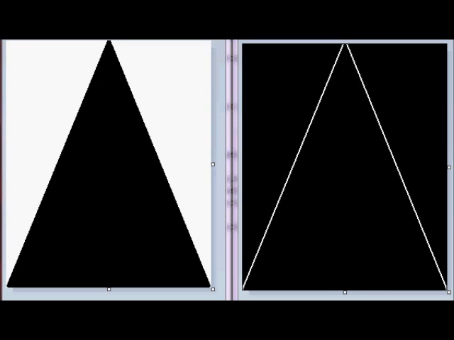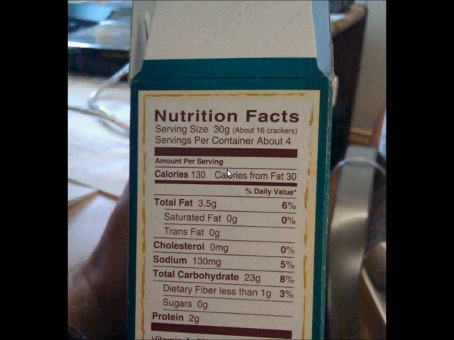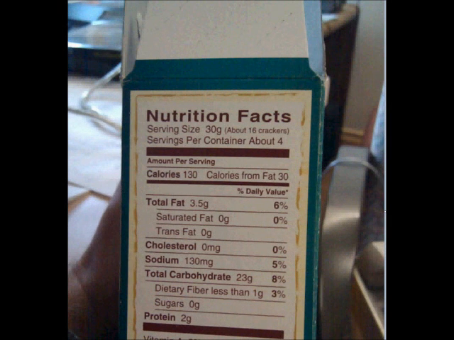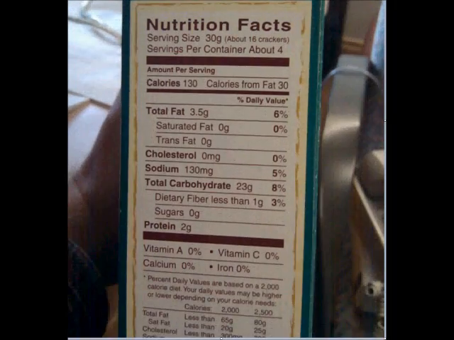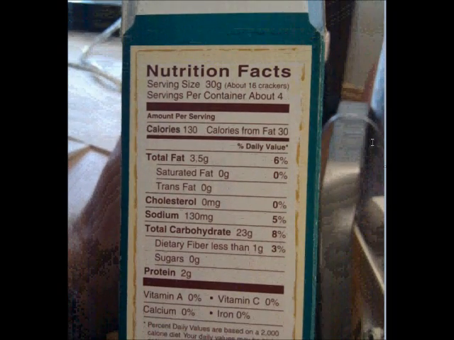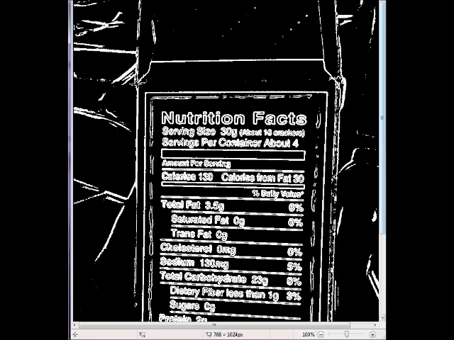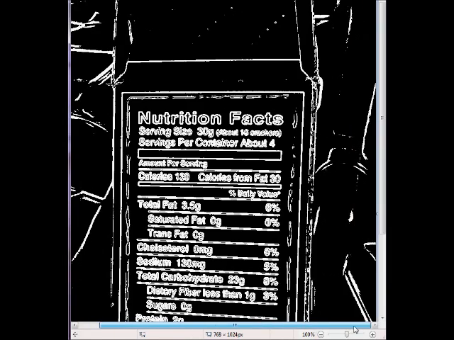So this is the input image, and this is the edge detected with the Python code. This is the triangular wedge. So this is the input, and this is the output. This is an interesting image. It's a nutrition table. It's part of one of the research projects that I'm currently working on. And so these are the edges detected on this image.